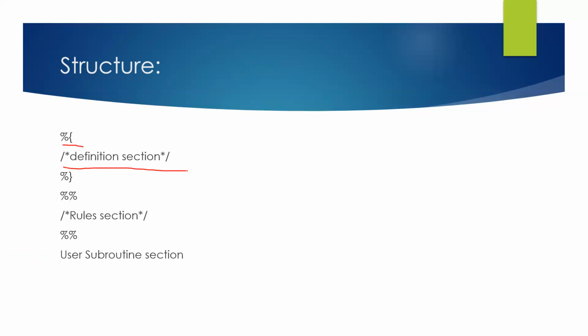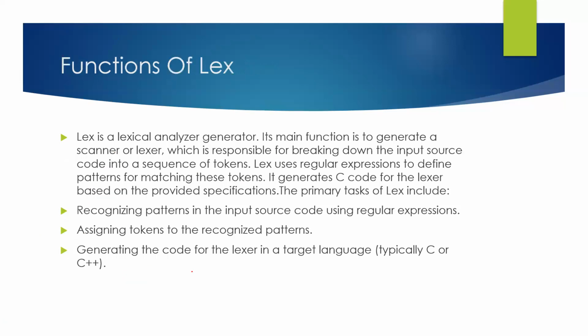And the header files, and then the delimiters will close, and the rule section will start here, and it has two parts: patterns and the action part. And here the subroutine section will start.